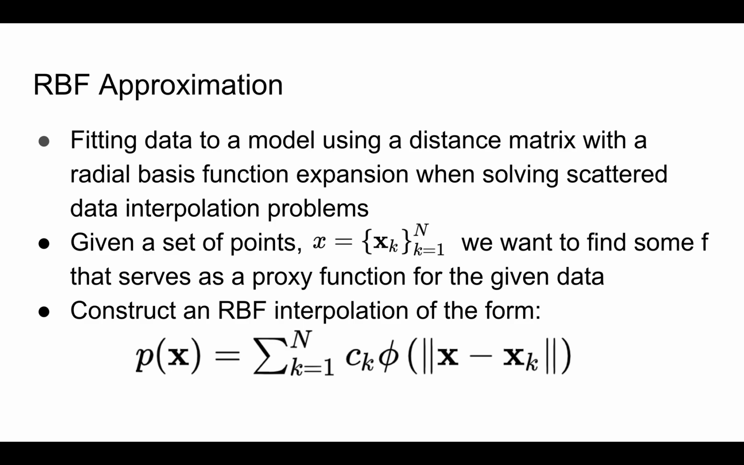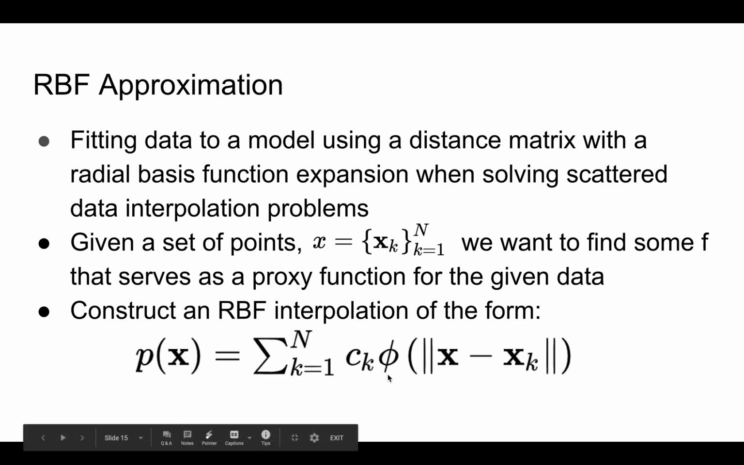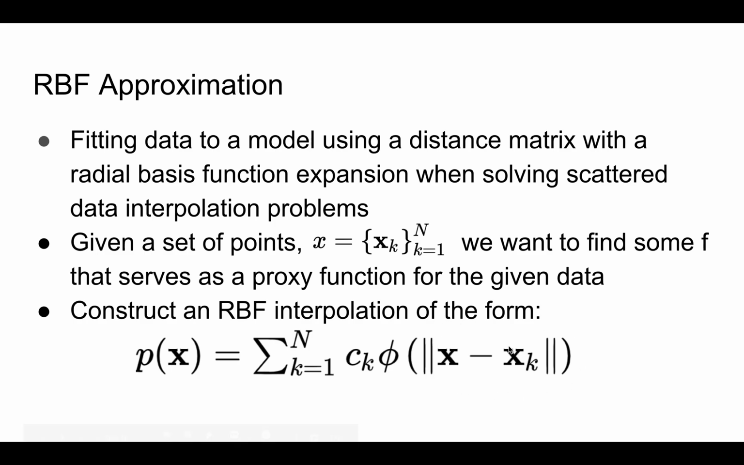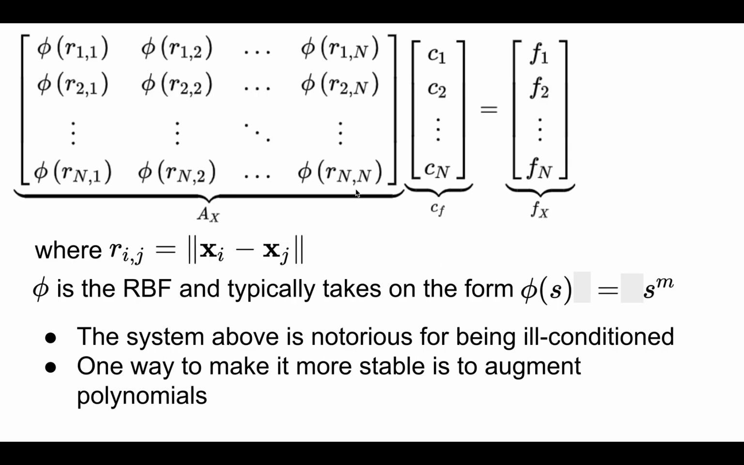we construct an RBF interpolation where the c_k are now the unknowns. Phi here is the polyharmonic radial basis function, and they're both being applied to the distance matrix. So from that, this system is formed. However, this system is notorious for being ill-conditioned, but one way that has been found to make it more stable is to augment polynomials, which is exactly what we do.